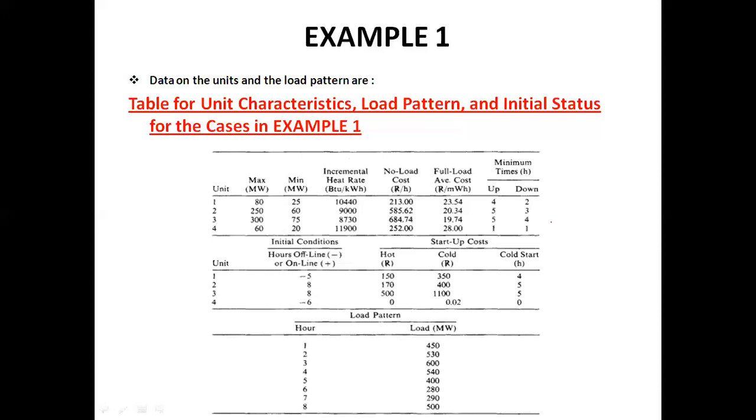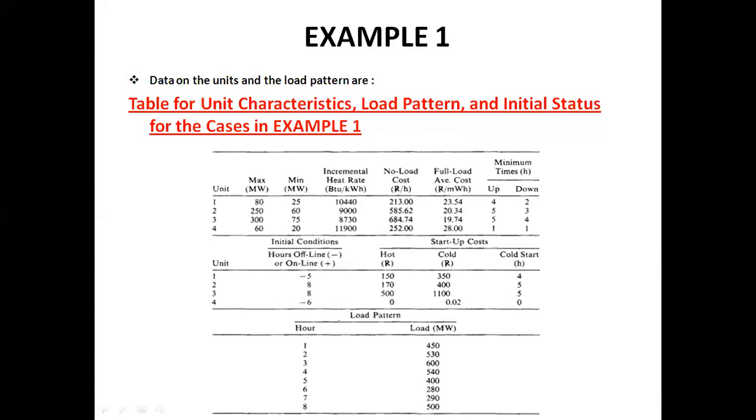So the unit, that is unit 1, 2, 3, 4, the initial conditions, that is hour offline and hour online, that is 5886. Startup cost, that is hot start 150, 170, 500 and 0. Cold start 350, 400, 1100 and 0.02. And the cold start hour is 4550 for unit 1, 2, 3 and 4.